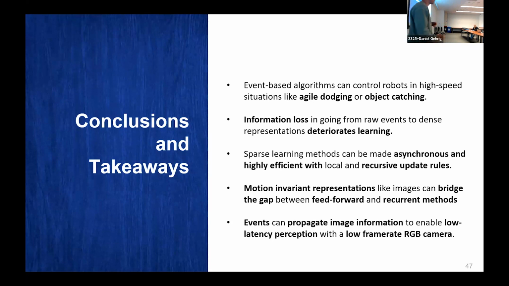Finally, we saw that when we look at this combined system, images and events, we find out that images are very good at predicting stuff, and then events are used to propagate this information. And what this allows us to do is to replace a high-speed camera with a low frame rate camera plus an event camera.